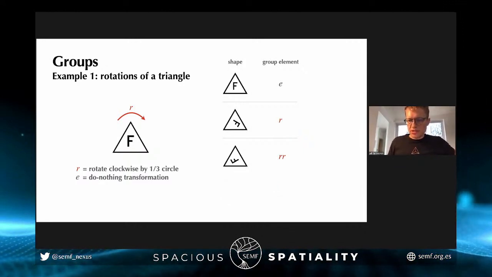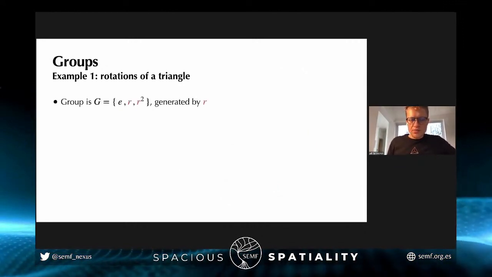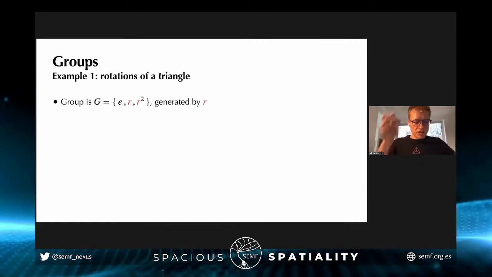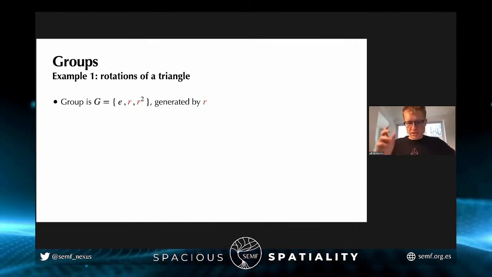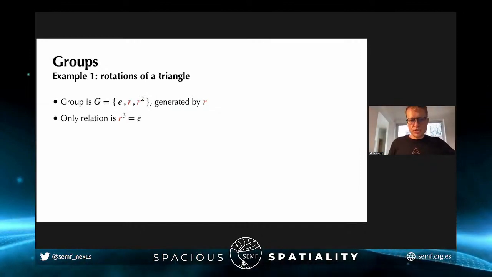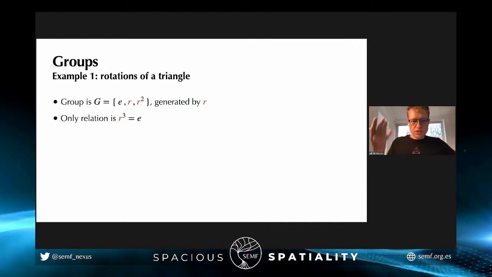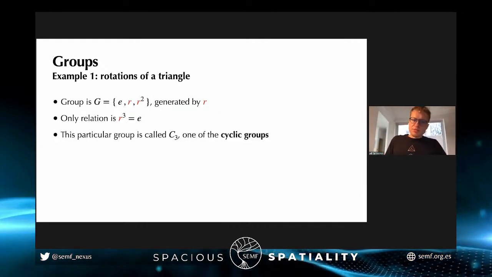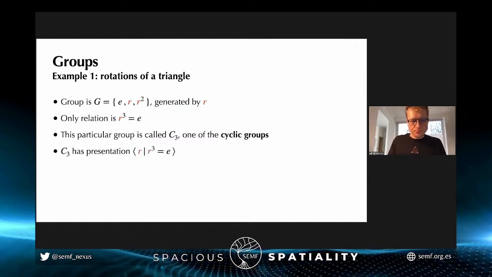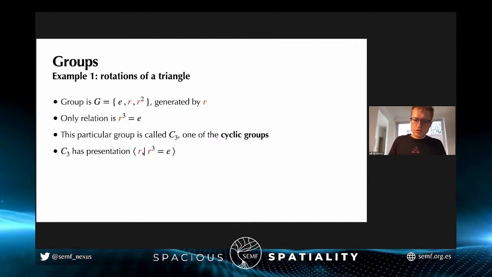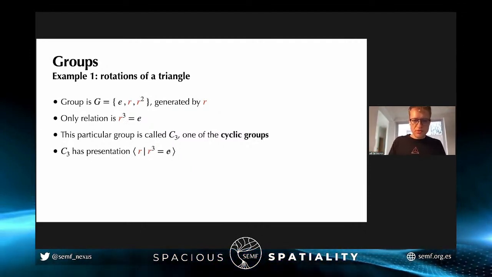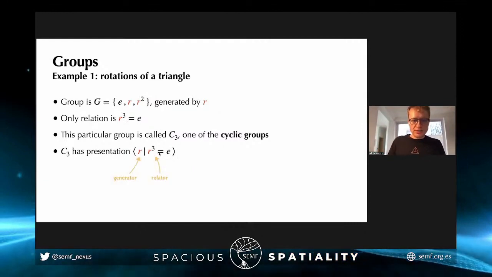So we can just forget about that. That tells us everything we need to know about the group. It's got three elements: the do-nothing transformation, rotation by 120 degrees, and rotation by 240 degrees. It's generated by this original clockwise rotation by 120 degrees. And it's only got this one relation, which is that if you rotate three times, nothing happens. This particular group is one of the simplest groups there is. It's called C3, one of the cyclic groups. And it has the presentation where all you're saying is there's one generator, and the only thing I know about it is that if you do it three times, it cancels out, it evaporates. This is called a relator.